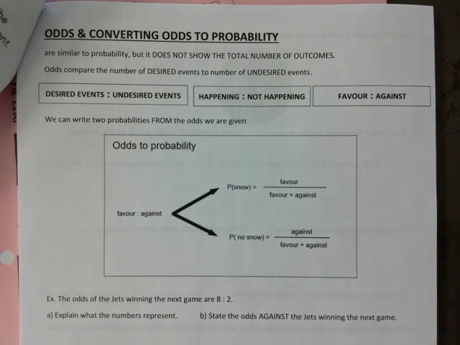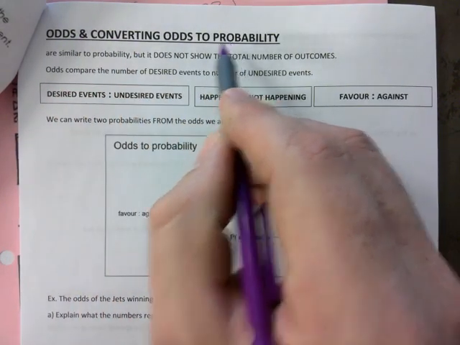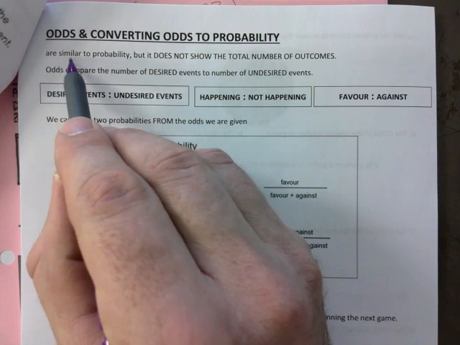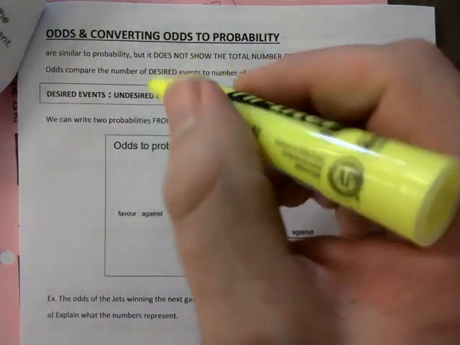Odds are different. Okay, the name kind of says it all. That's odd. Doesn't look right. So, odds and converting odds to probability. Odds are similar to probability, but watch what it says here.